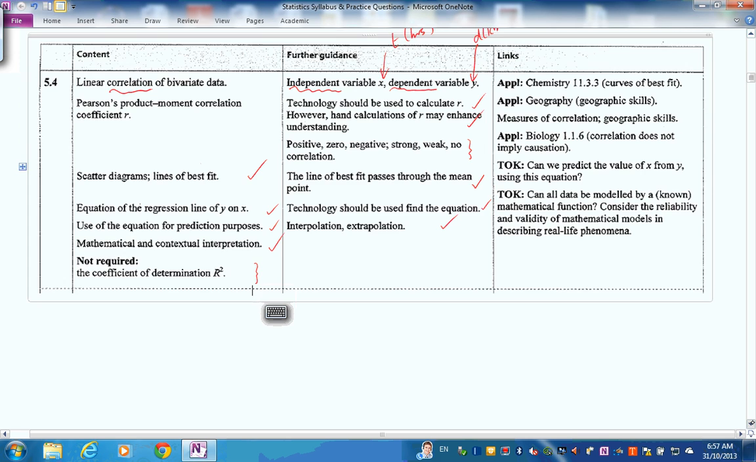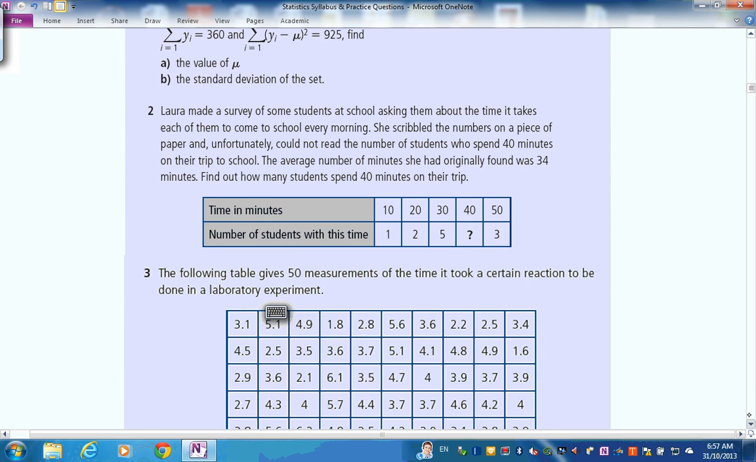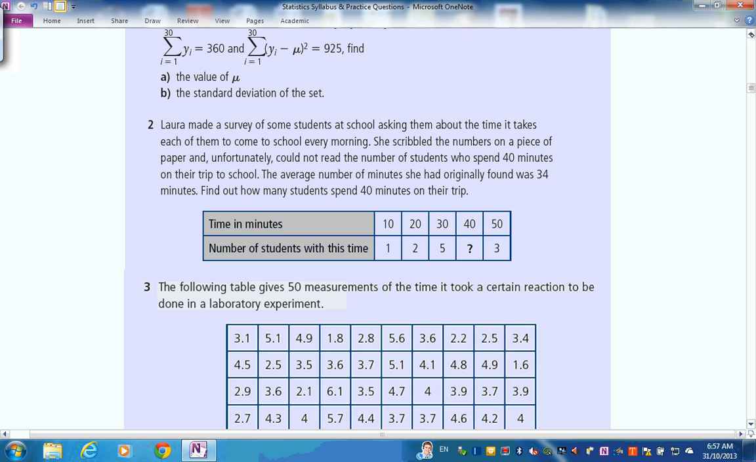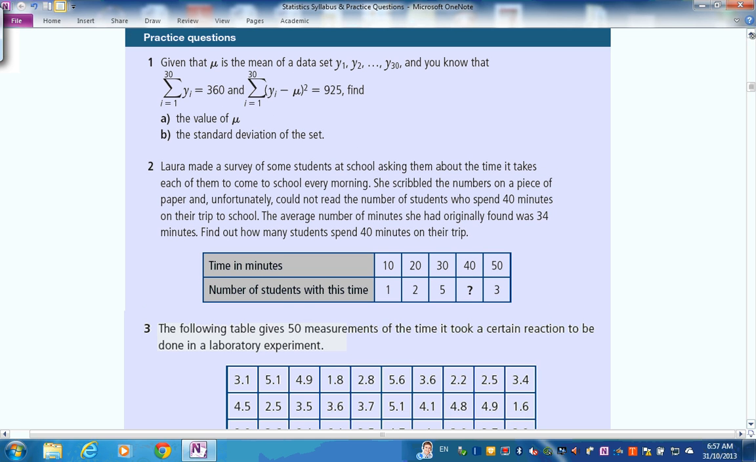Okay, let's go down and have a look. We'll just get over here. Okay, so let's have a look at question 1. Here are the set of practice questions, 1 and 2. Now, I'll put the solutions right at the end, so when you finish one, you'll just scroll up and back again.